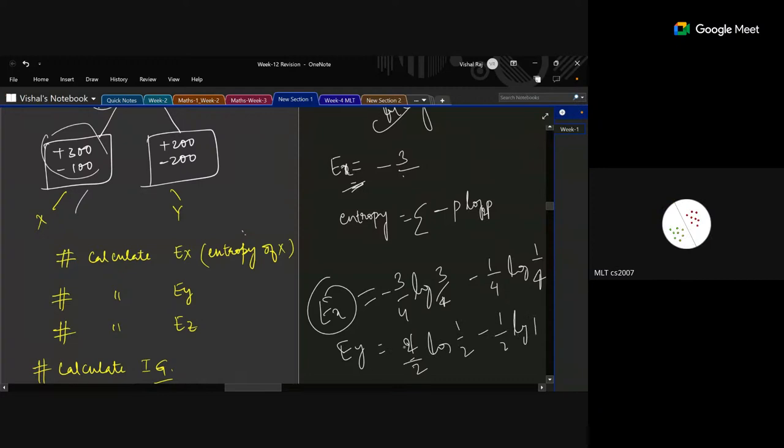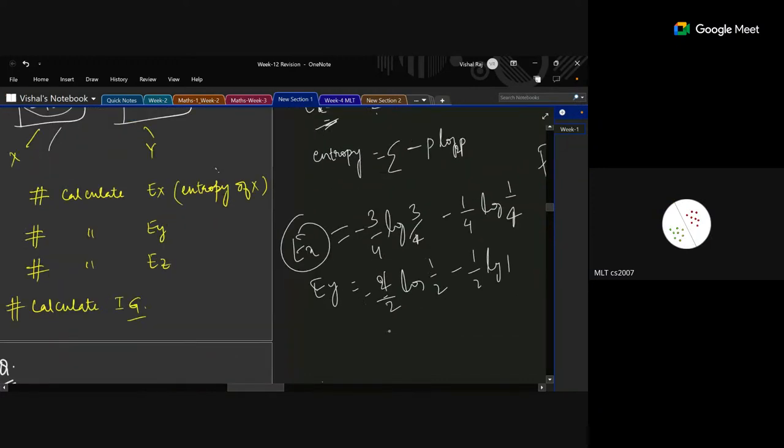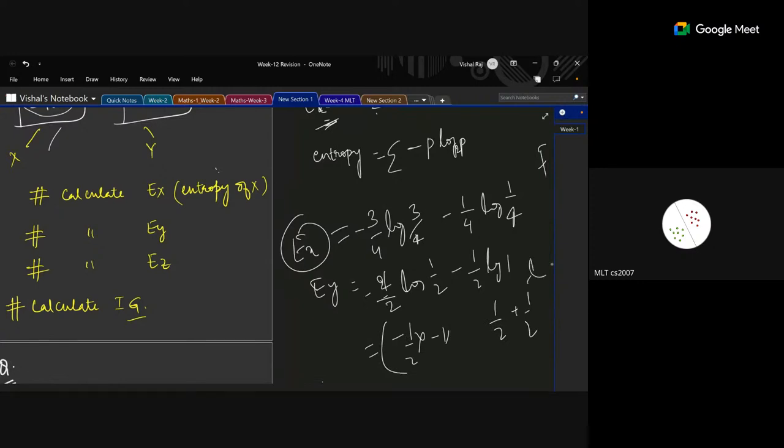What is that? So minus 1/2 log 1/2 minus 1/2 log 1/2. What is the value you'll be getting? This you can calculate, right? There's no calculation here. 1/2 into -1, correct? So 1/2 plus 1/2. So you will get 1.